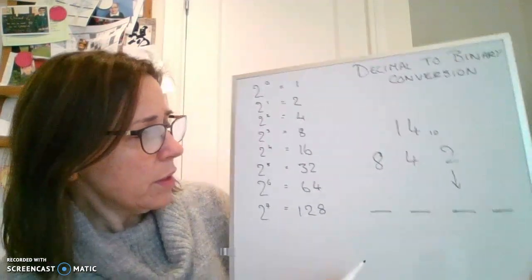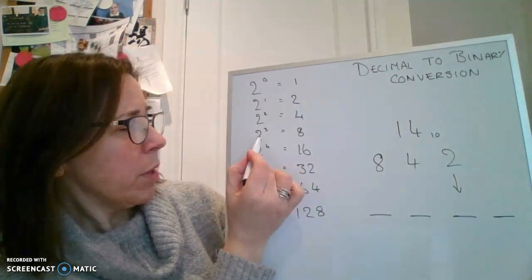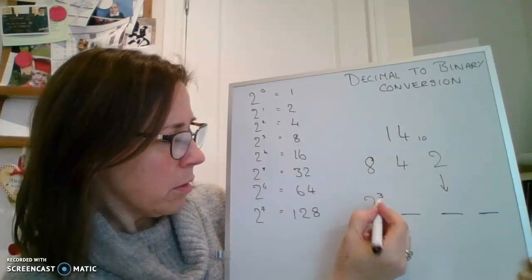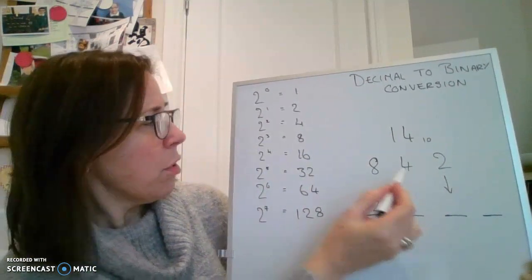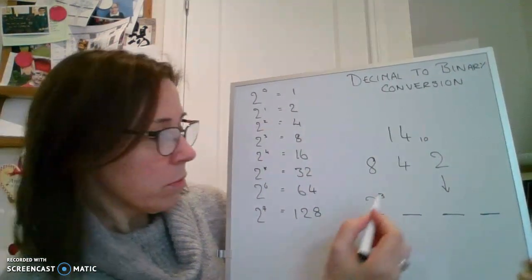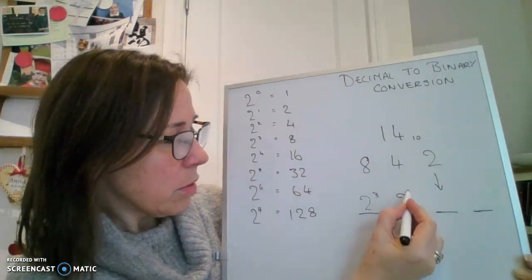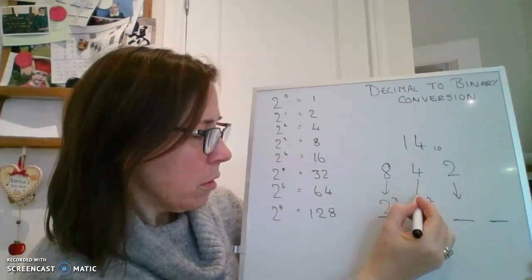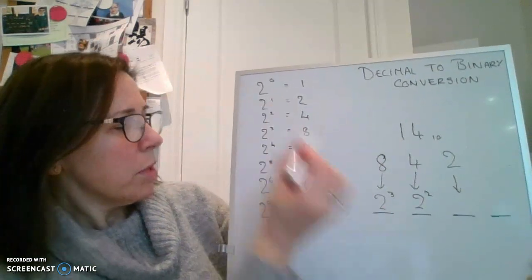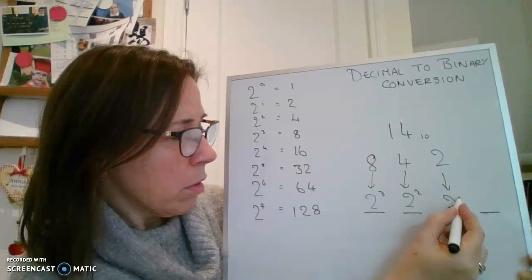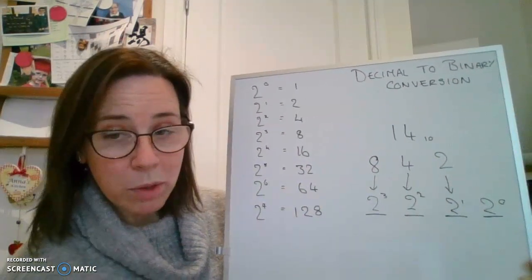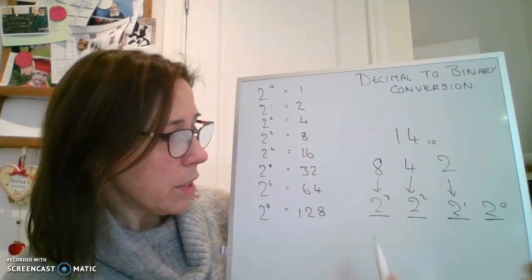Okay, so 8 in our binary system is 2 to the power of 3, isn't it? 4 in our binary system is 2 to the power of 2. And I can draw arrows, slightly off. There we go. 2 in our binary system is 2 to the power of 1. And we've nothing here at 2 to the power of 0. We don't need a 1, because we've got a 2, a 4 and an 8 here.